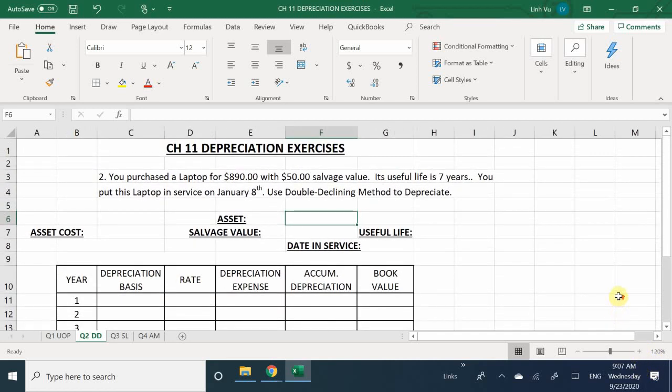Okay. So here, number 2, you purchase a laptop for $890, with $50 salvage value. Its useful life is 7 years. And you placed the laptop into service on January 8th. Use double declining method to depreciate. Okay, so let's go ahead. What was the asset that I have on hand?